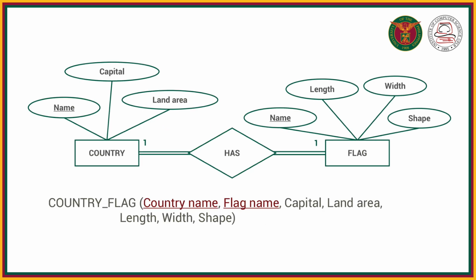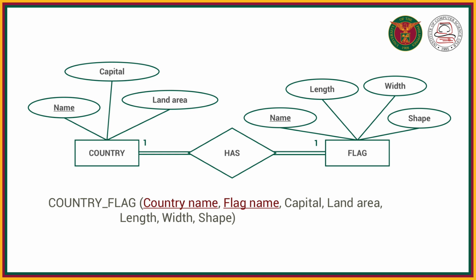So, we have your country has flag. So, based on our rules, i-merge natin lahat ng attribute and we'll only create one relation. So, we have your country underscore flag, and then we merge the attributes. So, we have country name, flag name. So, I included the entity name sa start kasi magkapangalan sila ng primary key. And both of these two attributes will compose our key for this relation.